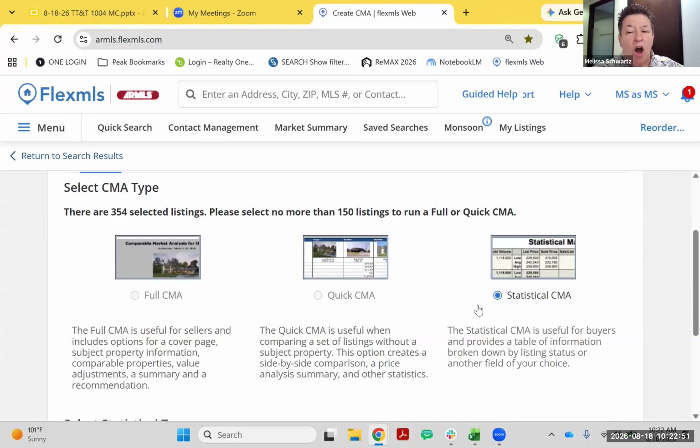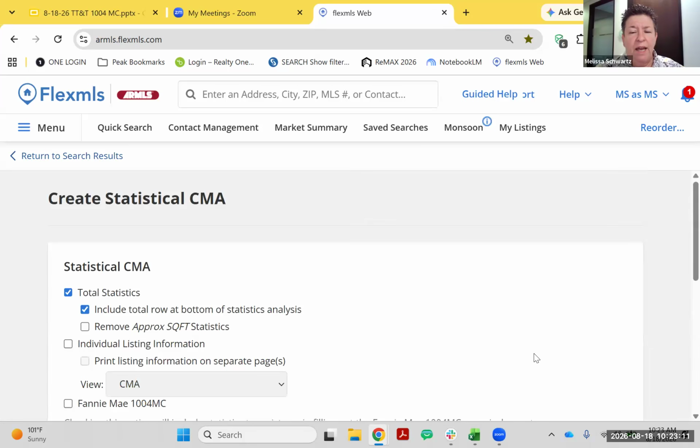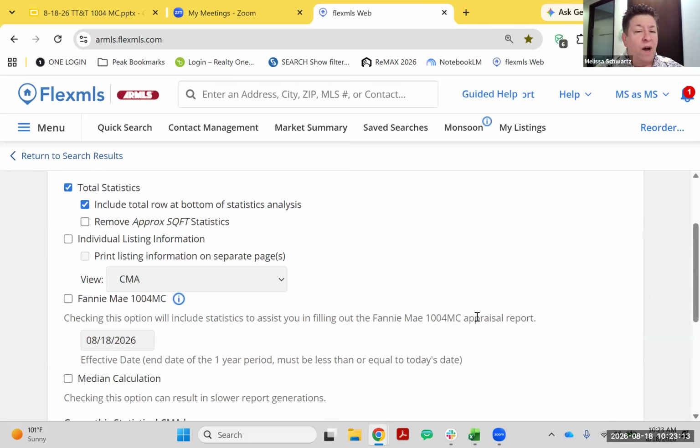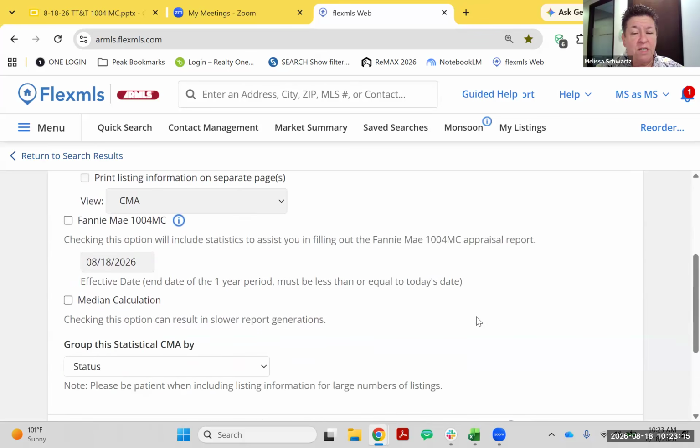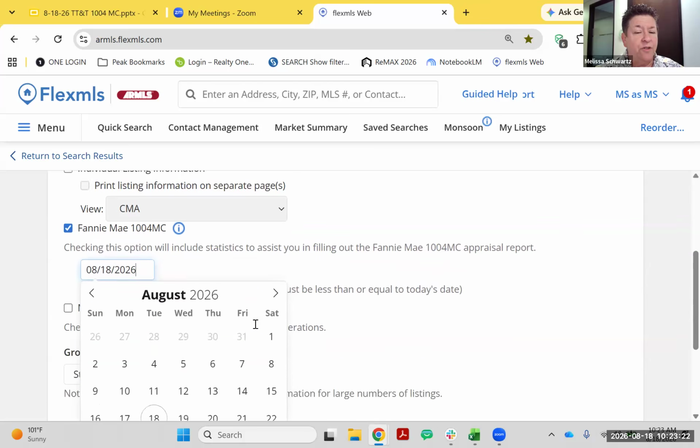Okay, so see, it automatically popped up for the statistical CMA. I didn't touch that. It didn't give me the option for the other two because it's a lot of data, even at only 350 units, right? So I just leave this at square footage as the average, what it's going to base off of. And then I don't know if you guys are familiar with the total statistics report. We can come back and look at that if you'd like, but I'm going to click on this now because I did this a little differently.